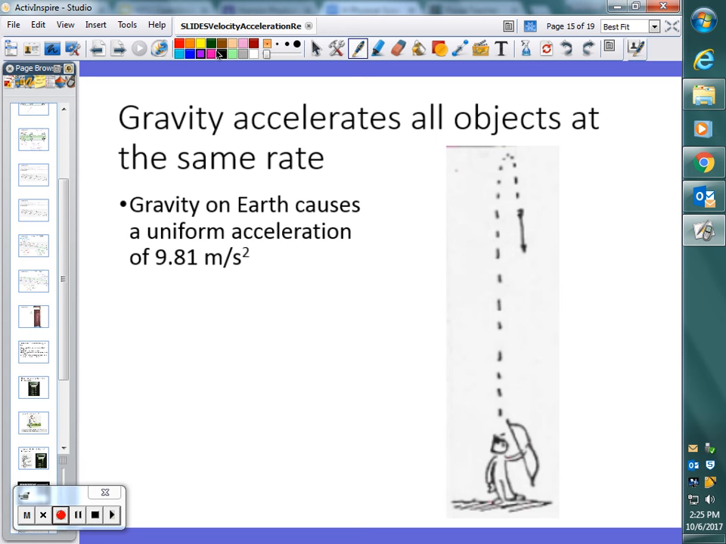Okay? Can an object have a non-zero velocity and a 0 acceleration? It's got to be one of those two. Can an object have a non-zero velocity but a 0 acceleration? Talk to the person next to you.